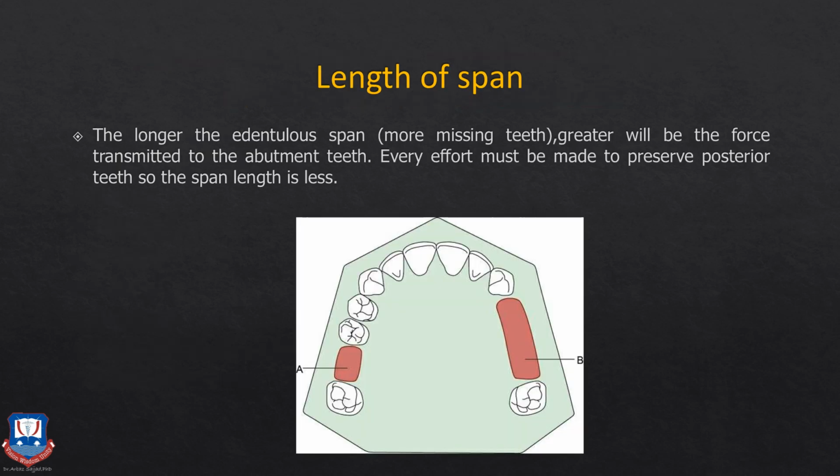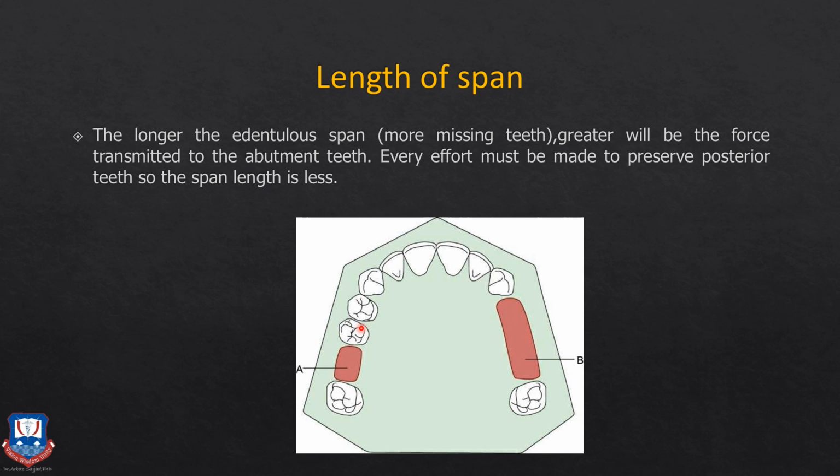So now first let us see the length of the edentulous span. The longer the edentulous span, that is the more teeth are missing, the more critical it becomes to ensure that the RPD remains stable in the patient's mouth under function. So all these forces of the occlusion should be transmitted vertically along the long axis of the teeth.